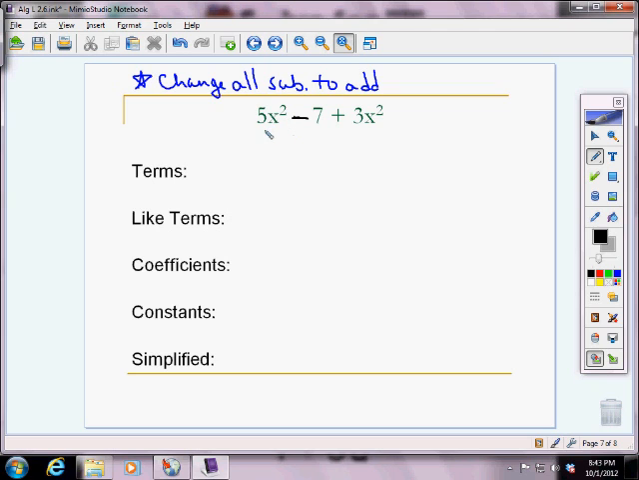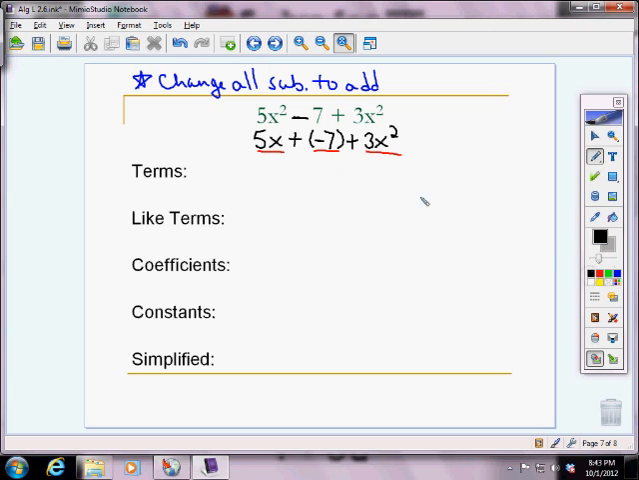If we keep this 5x squared, change the minus to a plus, change 7 to negative 7, now we can rewrite this, and again, if it's a plus sign, we leave it. Now we can write it in terms of all addition. So when we go to list our terms, the parts of an expression that are being added together, we just have to look and see what's being added. 5x is being added to negative 7, which is being added to 3x squared.